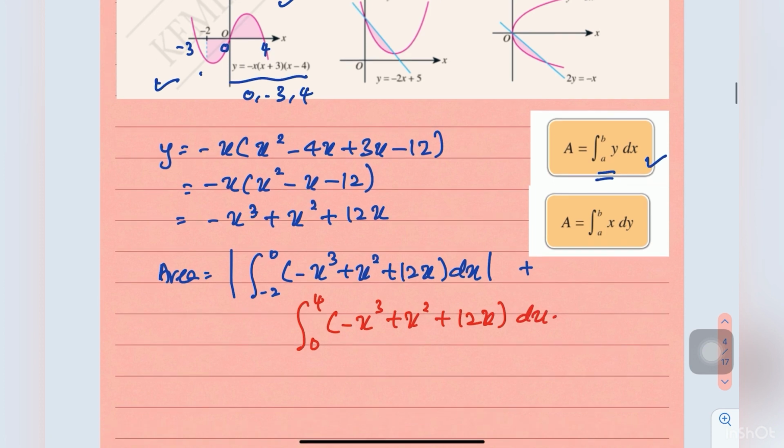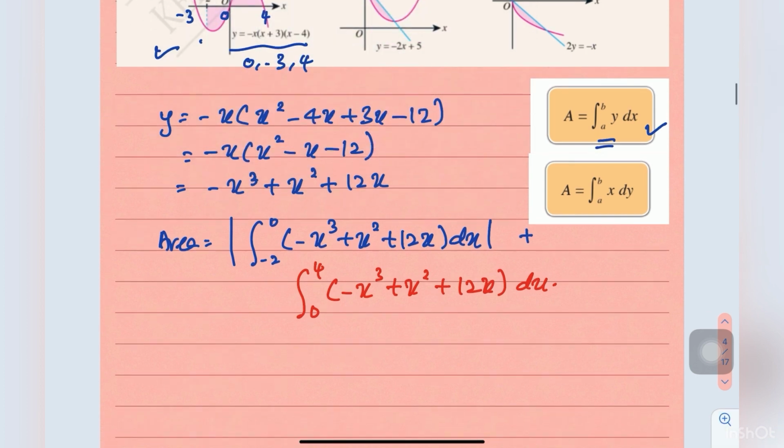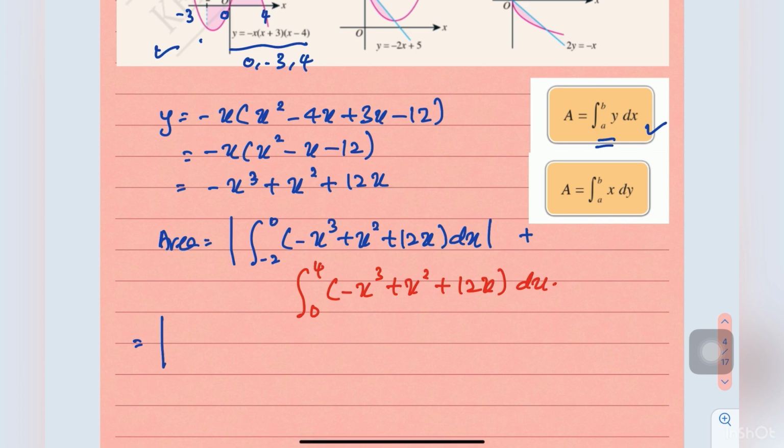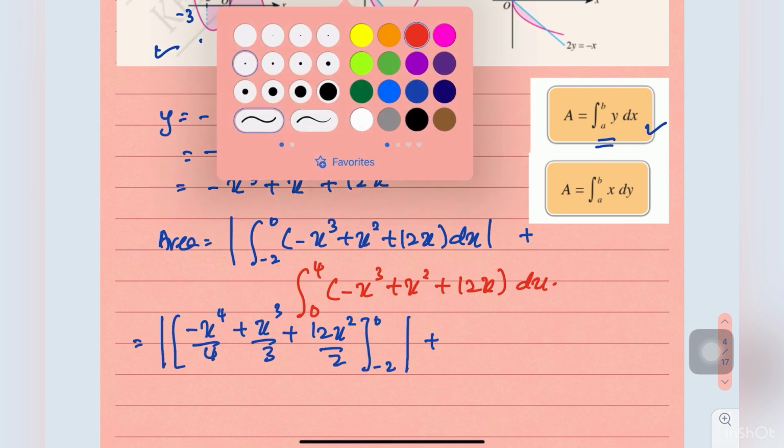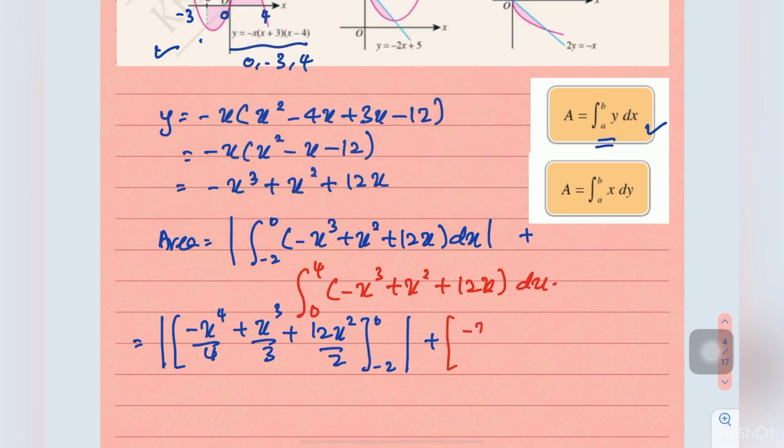So we integrate. This becomes negative x to the power of 4 over 4 plus x cubed over 3 plus 12x squared over 2, from negative 3 to 0. Plus the same, negative x to the power of 4 over 4 plus x cubed over 3 plus 12x squared over 2, from 0 to 4. Then this one we can simplify, this one can simplify to 6.